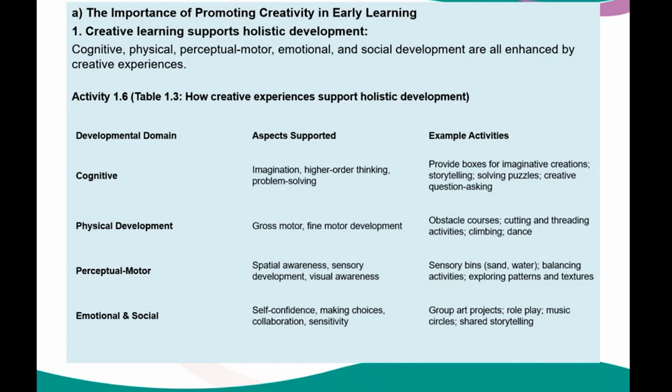When you look at physical development, the gross motor and fine motor development, try to create obstacle courses, cutting and threading activities, climbing, and dance. We look at perceptual motor. This is where spatial awareness comes into play, sensory development, visual awareness. Use sensory bins, sand, water, balancing activities, and exploring patterns and textures. When you look at emotional and social, this is self-confidence, making choices, collaboration, sensitivity, and group art projects. Examples of activities are role play, music circles, and shared storytelling. All of these are so important in your classroom.